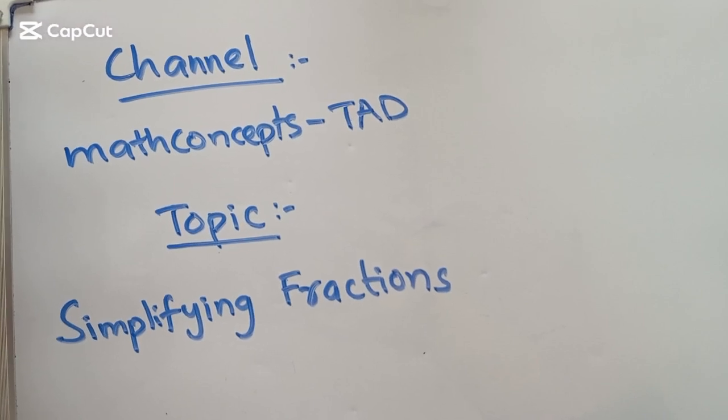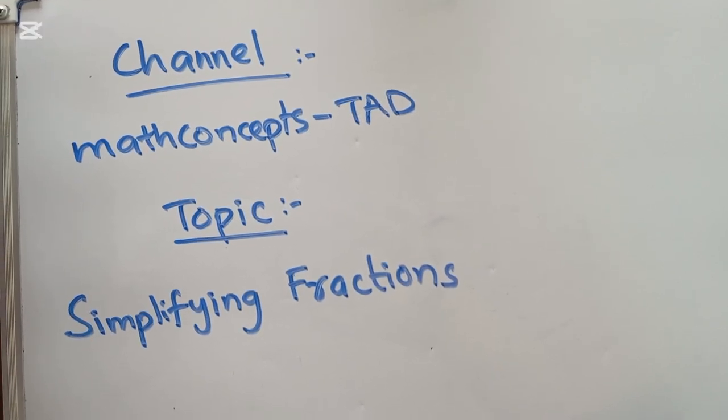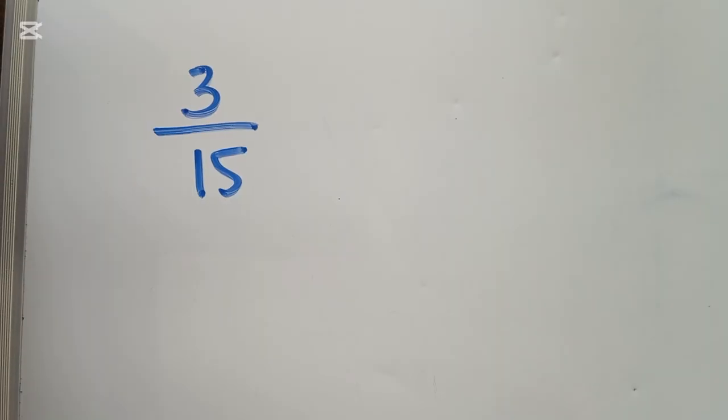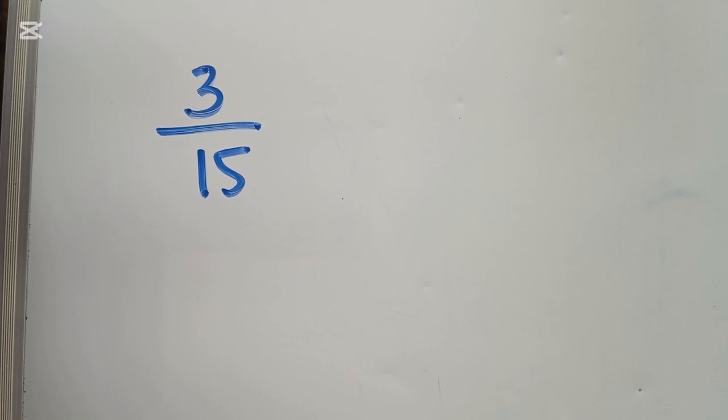In math concepts, our today's topic is simplifying fractions. So let's start. We have a fraction 3 by 15. The numerator is 3 and the denominator is 15. We can simplify it by making factors.